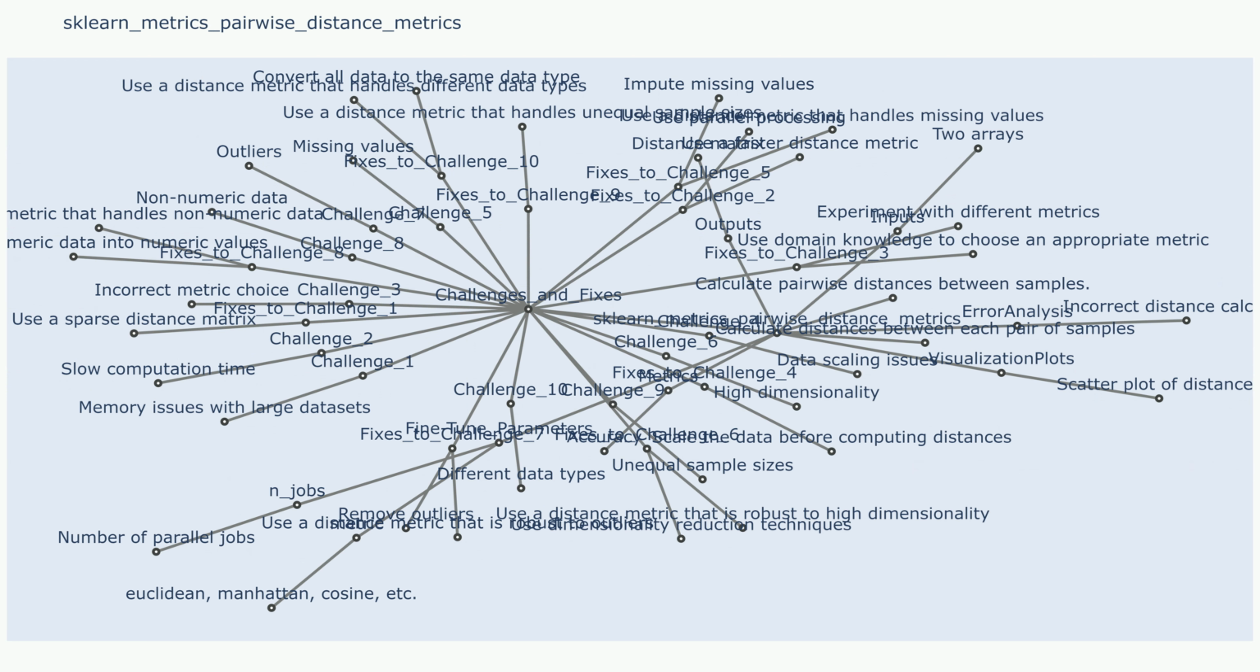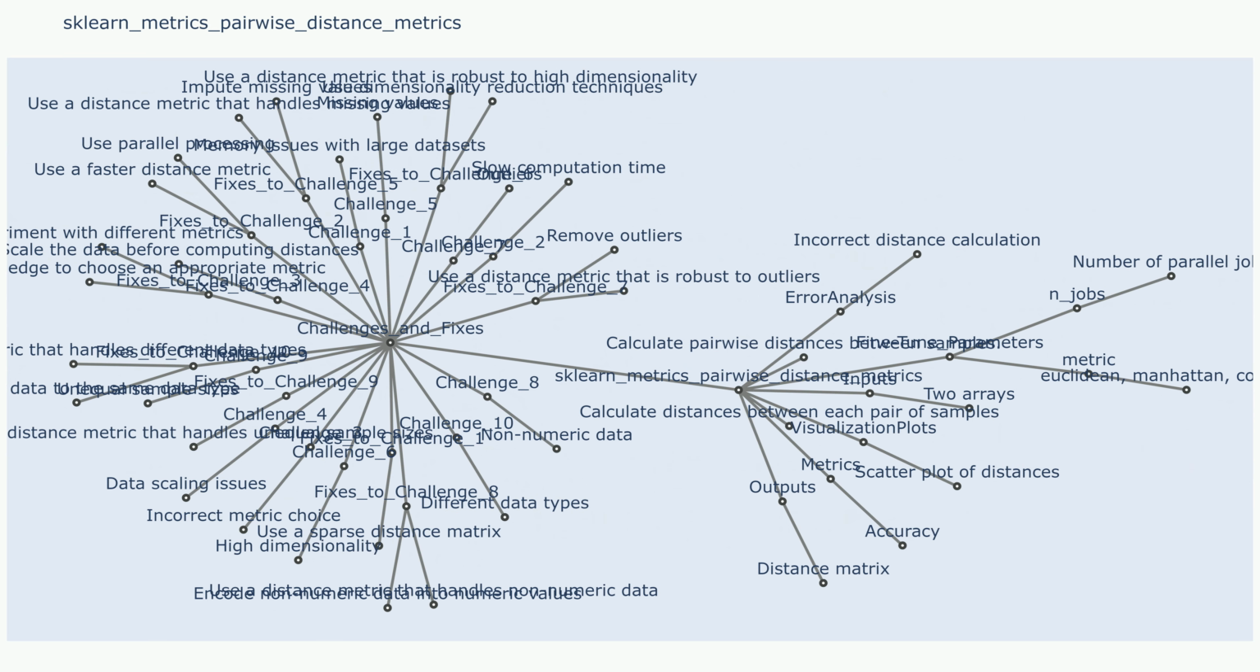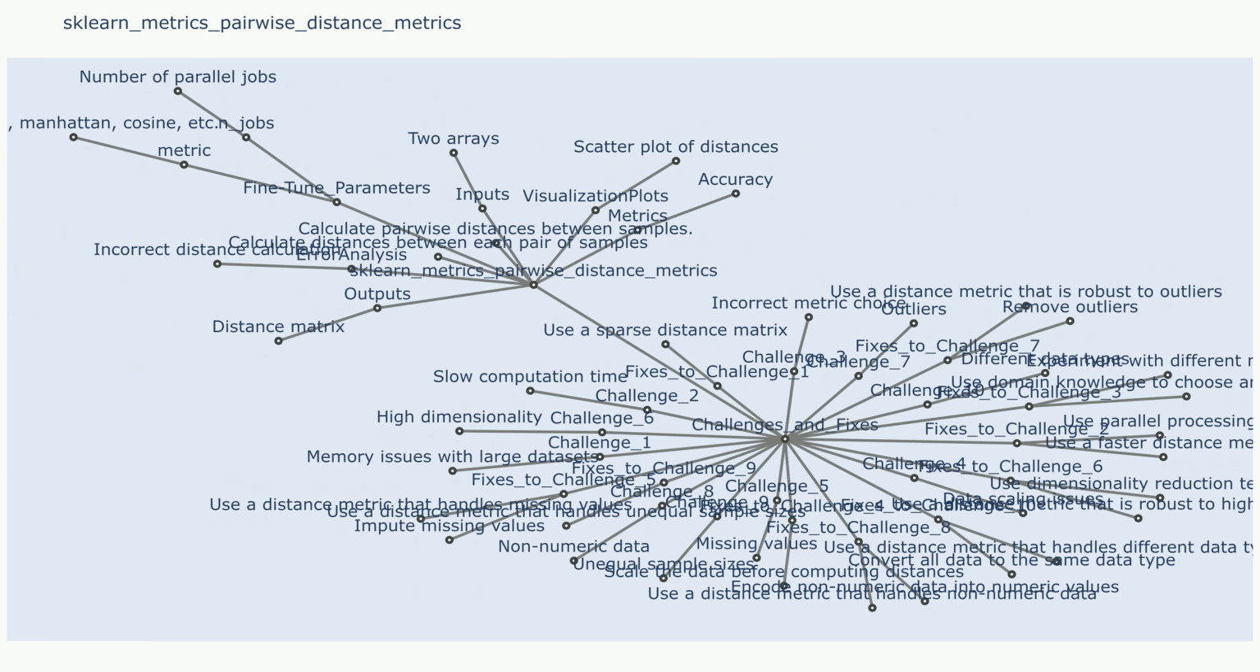Input validation: the function first validates the input arrays X and Y to ensure they have a correct shape and data types. Distance metric selection: based on the specified metric, the function chooses the appropriate distance calculation algorithm. Distance calculation: the function applies the chosen distance metric to compute pairwise distances between all points in X and all points in Y. Result output: the computed distances are returned in a matrix format.